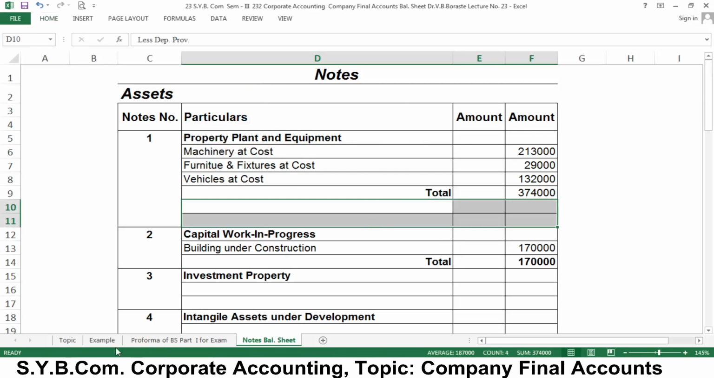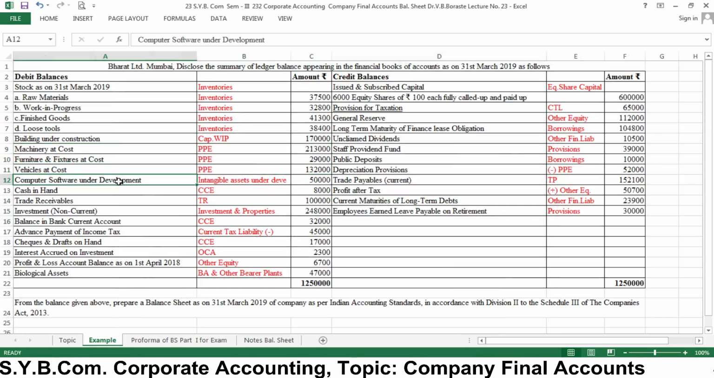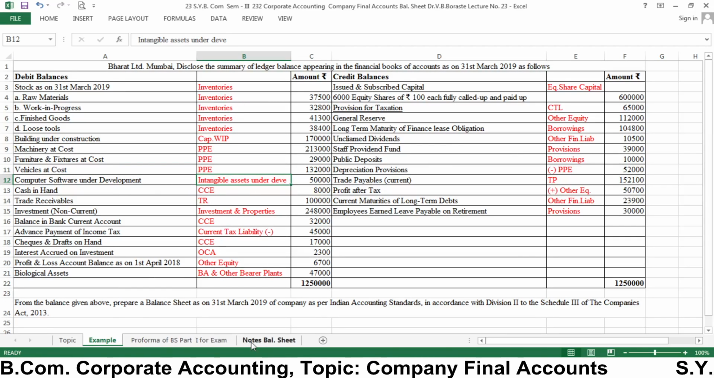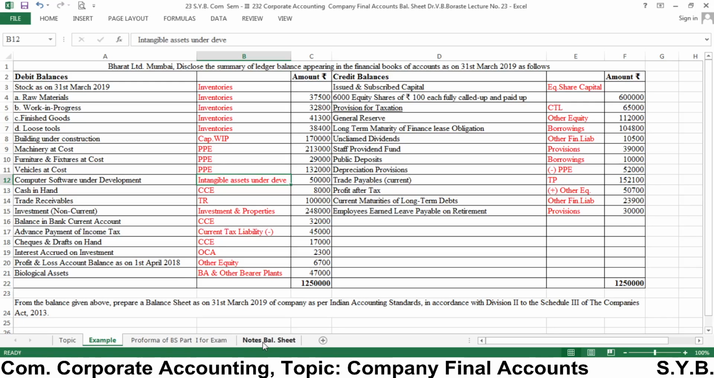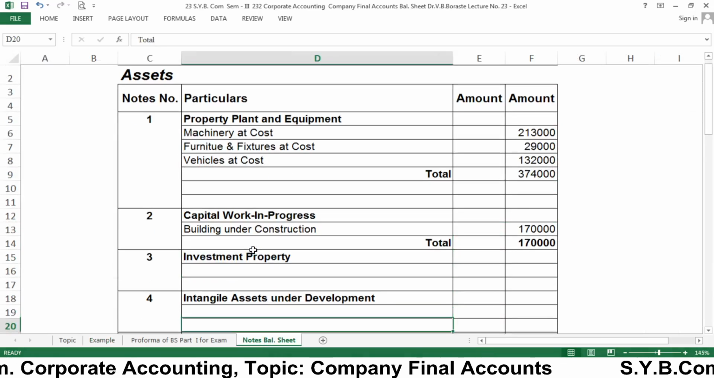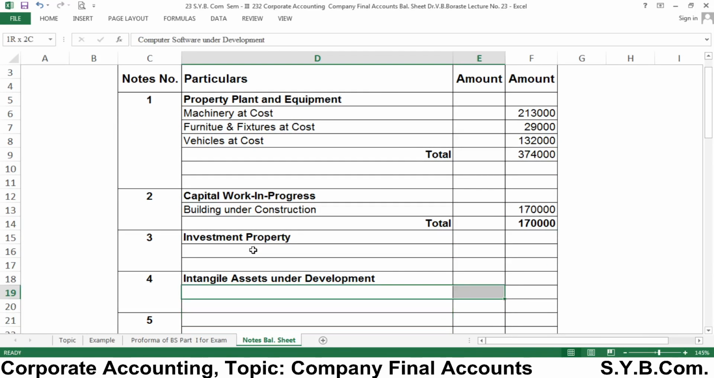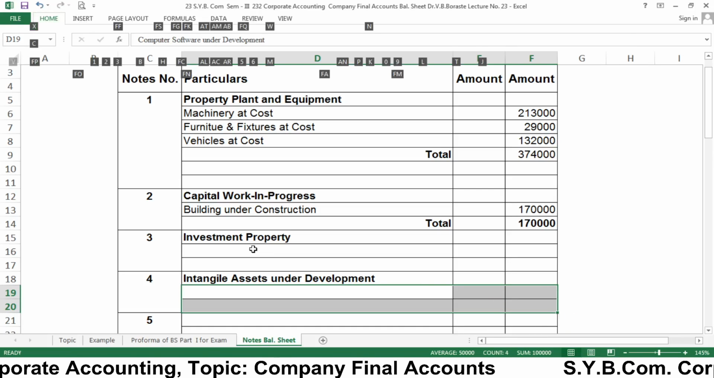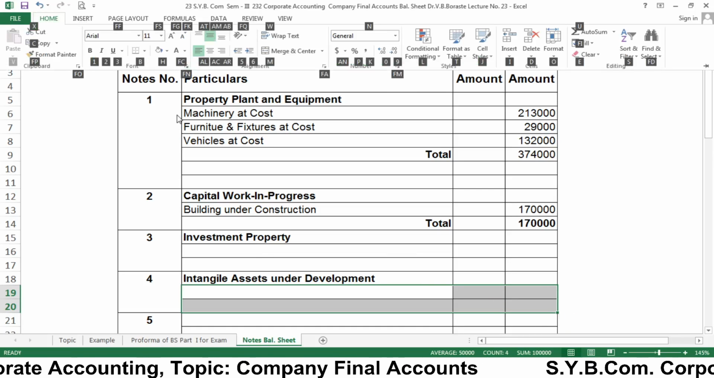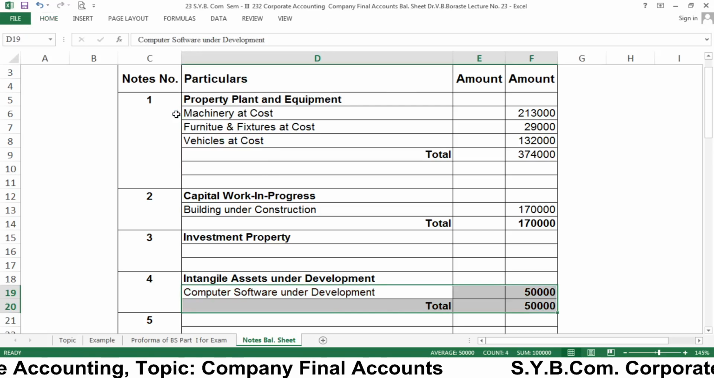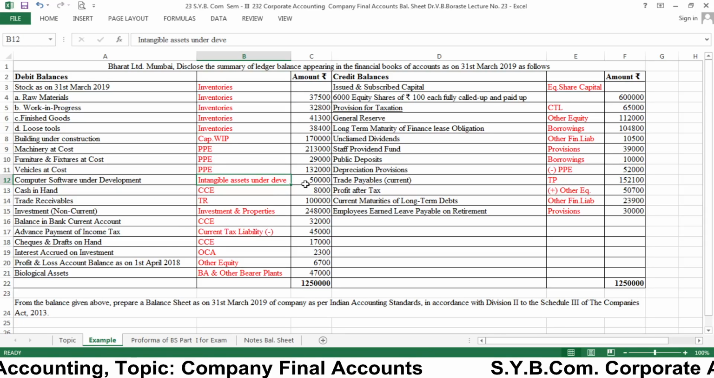Okay. The next item is computer software under development. This is an intangible asset under development. You can see here the intangible asset under development. The name of the note is intangible assets under development. The amount is 50,000.